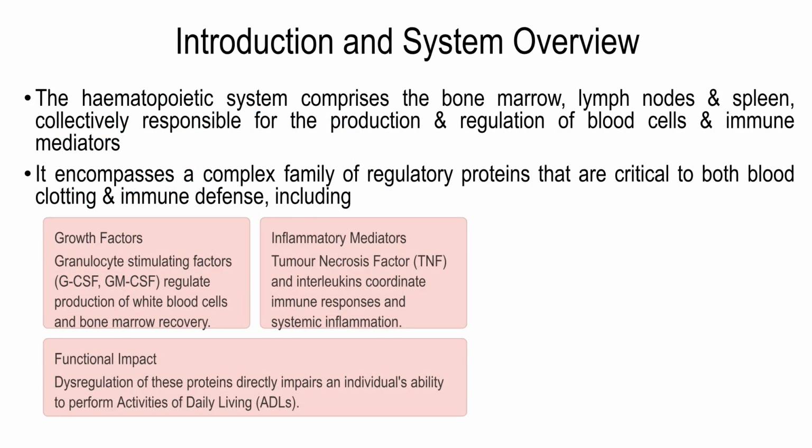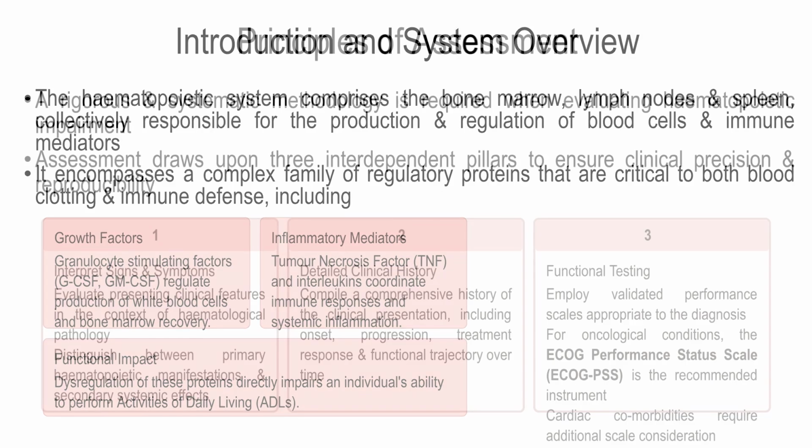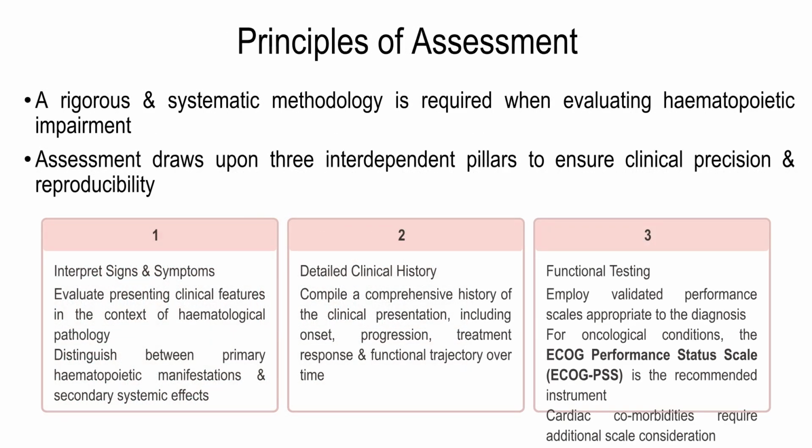The system includes the bone marrow, lymph nodes, and spleen, regulating blood cells and immune mediators. This includes growth factors like GCSF and inflammatory mediators such as TNF and interleukins. Dysregulation affects activities of daily living. Hematopoietic impairment assessment requires a rigorous methodology based on 3 pillars: interpreting signs and symptoms, detailed clinical history, and functional testing. The ECOG Performance Status Scale is recommended for oncological conditions.